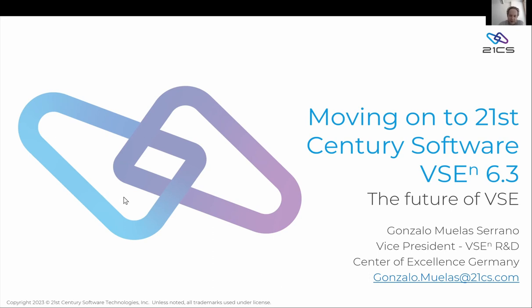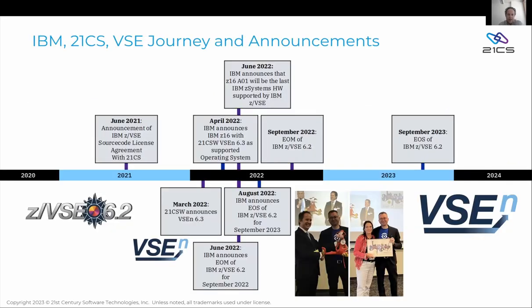So let's see what we have done so far and what are things that you should know about it. Here in this timeline, we are showing the different announcements, and these announcements for some customers were a surprise, for others not a surprise, but I really want to say that it was in agreement to make a very smooth transition with IBM. So first we started in June 2021 with the announcement of the source code license agreement. The idea there was to explain to the customer and the market that somebody, in this case 21st Century Software, was investing in VSE. That was very good news.